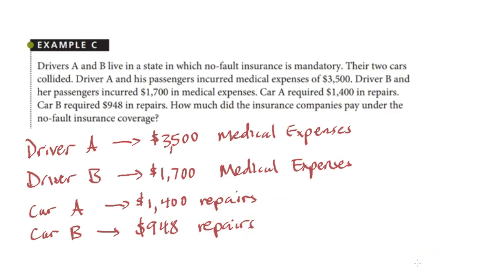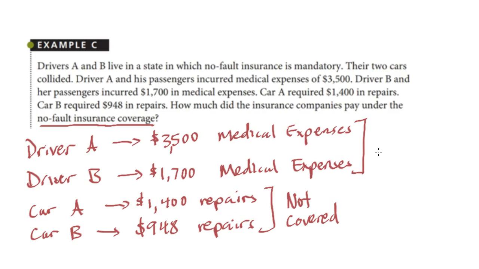How much did the insurance companies pay under just the no fault insurance coverage? So we're only looking at no fault insurance coverage. Based on what I mentioned in the previous slide and at the beginning of this video, the damage caused to the vehicles and the repair costs down here are not covered. Remember, they're not covered by no fault insurance. It is only medical. Only the medical is covered. So how much did the insurance companies pay under the no fault insurance coverage? Well, it would only be the top two lines, the $3,500 and $1,700.